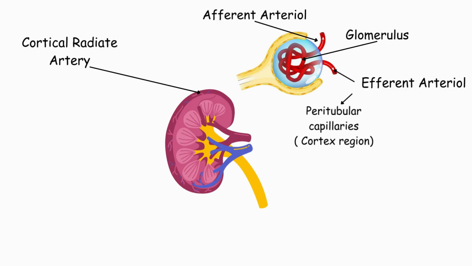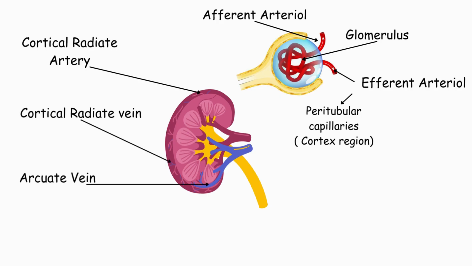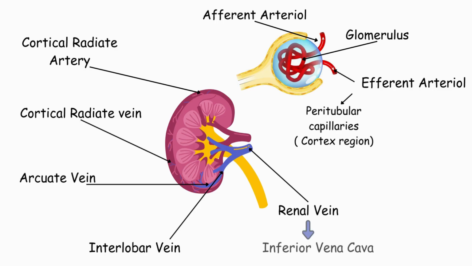In the renal cortex, peritubular capillaries join the cortical radiate vein, which joins the arcuate vein. Now the arcuate vein joins into the interlobar vein, which then drains into the renal vein. Finally, the renal vein leaves the kidney and joins the inferior vena cava.